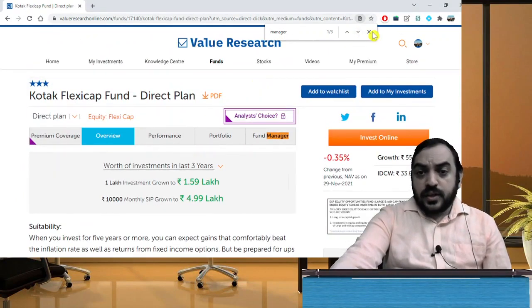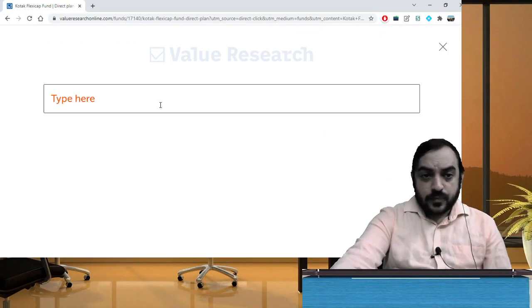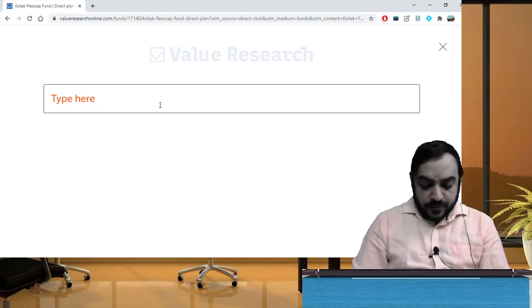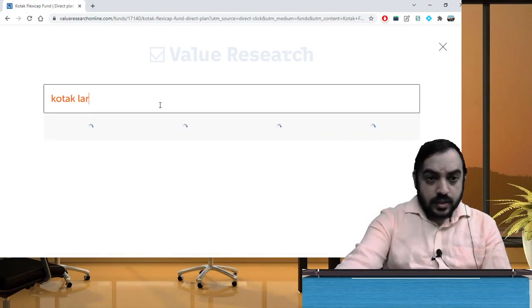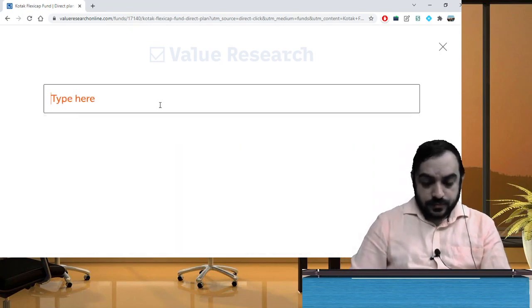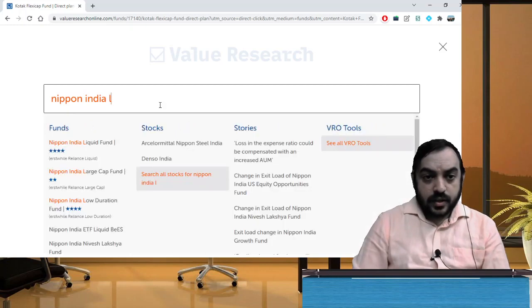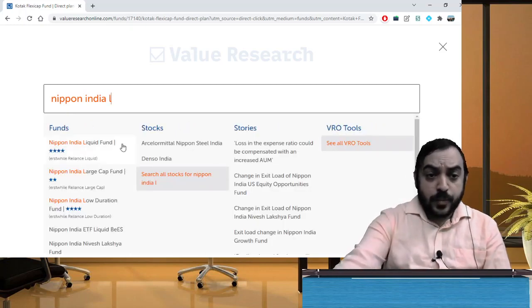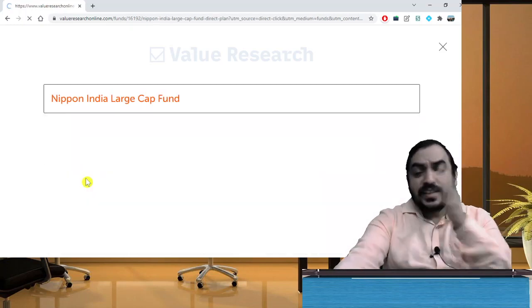Or I'll just put the large cap first. You have HDFC liquid funds, Kotak, Nippon India Large Cap Fund. It's a large cap fund.